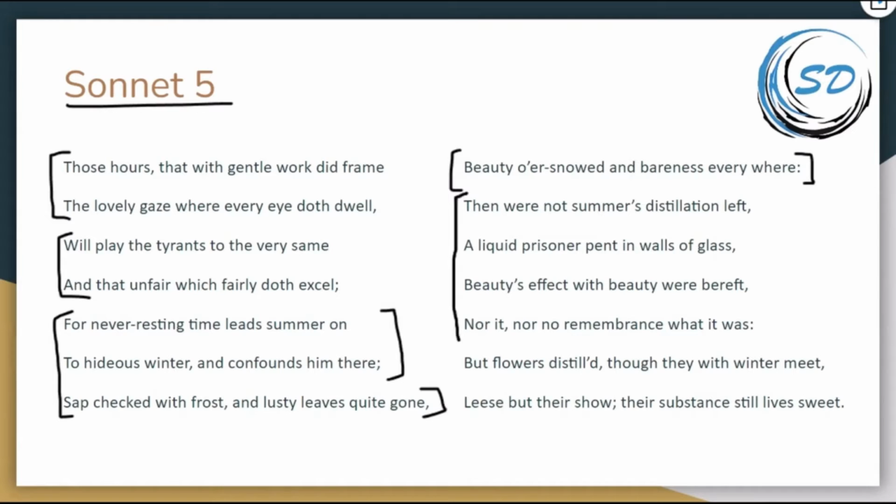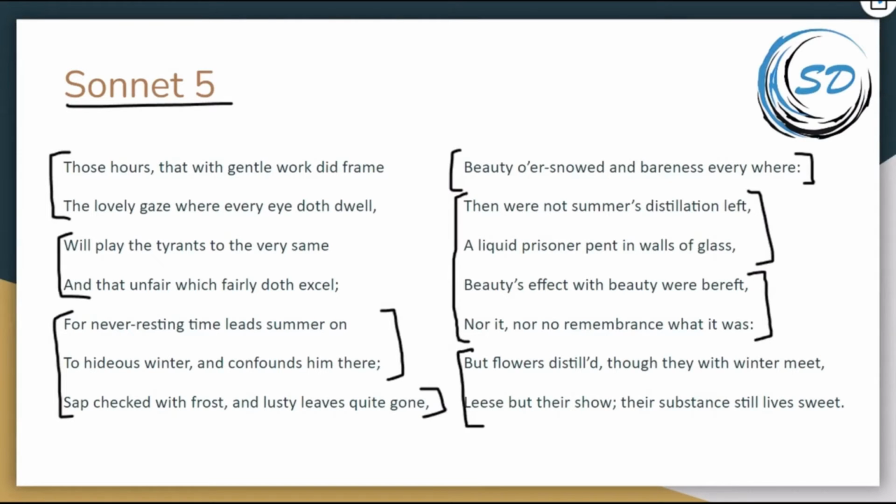In the third quatrain, the poet contemplates the consequences if the essence of beauty were not preserved. The line, then were not summer's distillation left, a liquid prisoner pent in walls of glass, suggests that without the distillation or essence of beauty preserved, it would be lost and forgotten. The beauty would be trapped, like a prisoner, within the confines of a glass container, devoid of its effect and no longer remembered for what it once was.